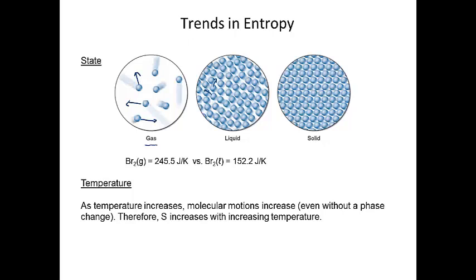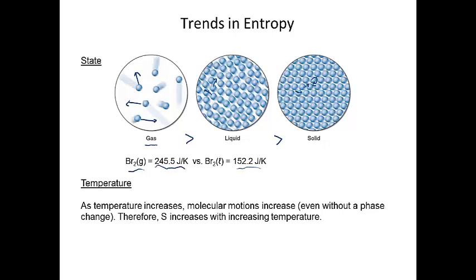And numerically, you can see that, and this is an example with bromine molecules. The element bromine, Br2, has an entropy of 245.5 joules per Kelvin in the gaseous state, but only 152 joules per Kelvin in the liquid state, showing that the liquid can't move as freely. In the solid state, molecules do move, but they can't move past one another. So they can rotate in place, but they can't move past one another. So it's much more constrained. So solids have the lowest entropy, gases have the highest entropy, and liquids are intermediate.